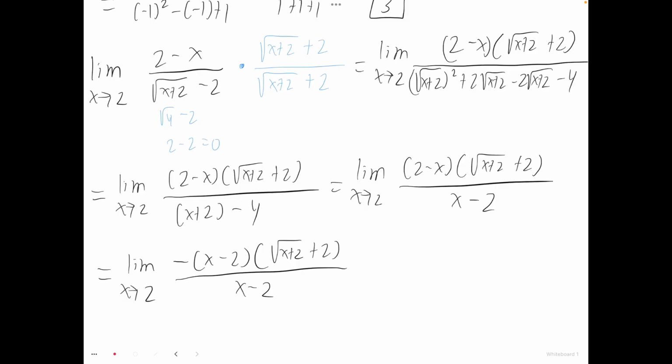So now I have an x minus 2 on both the top and the bottom, so I can cancel those out to be left with the limit as x goes to 2 of negative square root of x plus 2 plus 2.